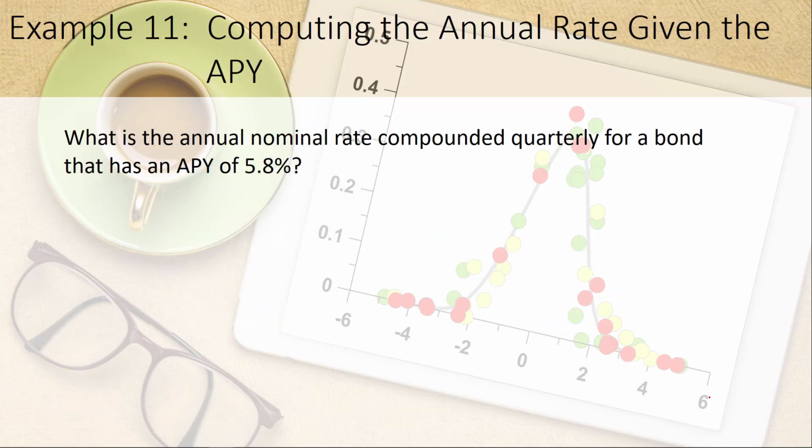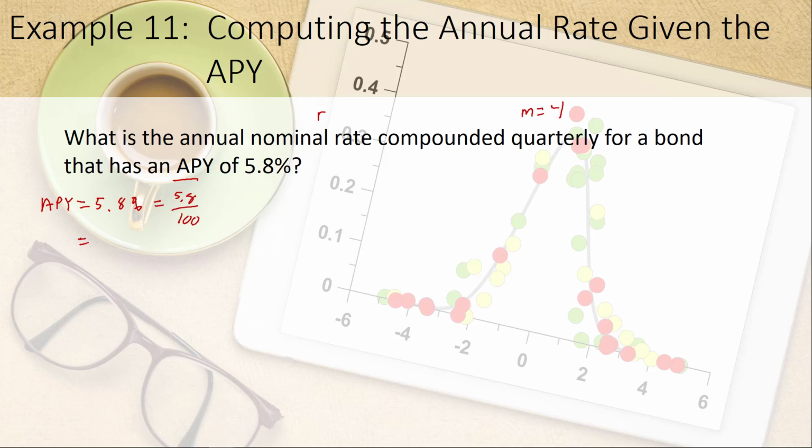Now, in some particular cases, you are going to be given your average percentage yield, and you're going to need to figure out the nominal interest rate. And that is what we are going to do here. So let's take a look. Here we want to find the average nominal rate. In other words, we want to figure out what r is, given that we are compounding quarterly. So m is equal to 4, and we have an APY of 5.8%. If our APY is 5.8%, we can't work with percentages. We have to convert this to a decimal, and we can do that by dividing 5.8 by 100.